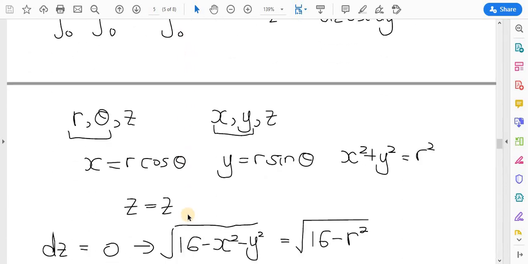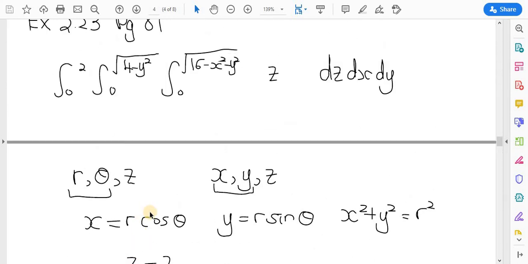So first of all, let's look at the relationship between x, y, z and also r, theta and z. So this is the relationship between x and also r, theta. y will be equal to r sine theta, and if you square the x and add it together with the y squared, you will get r squared. As for the z, it is still the same. z is still z.